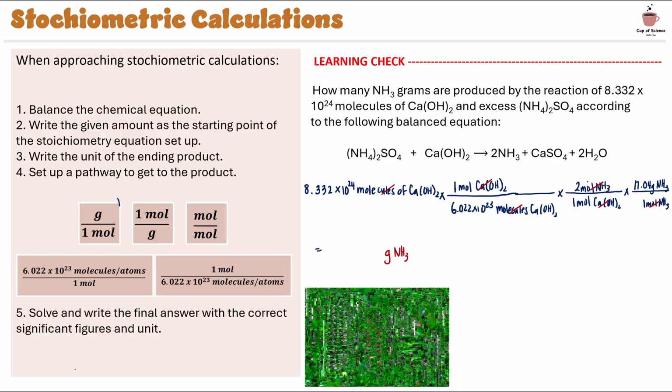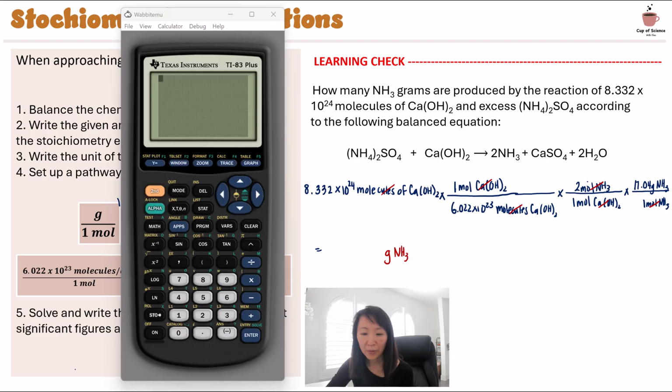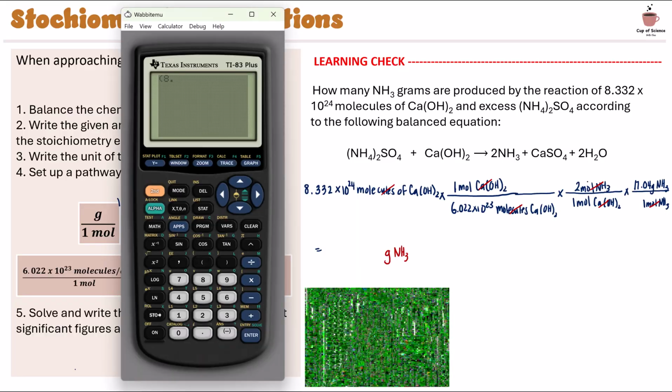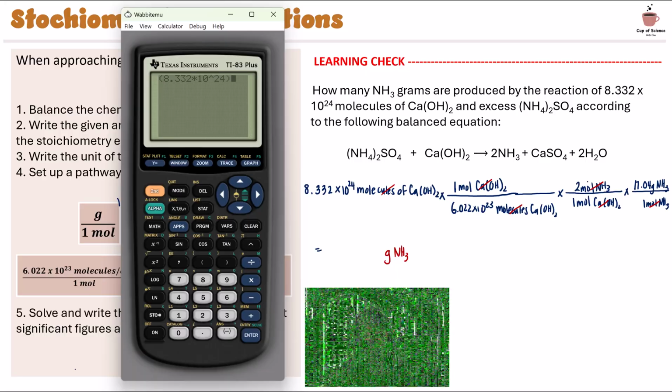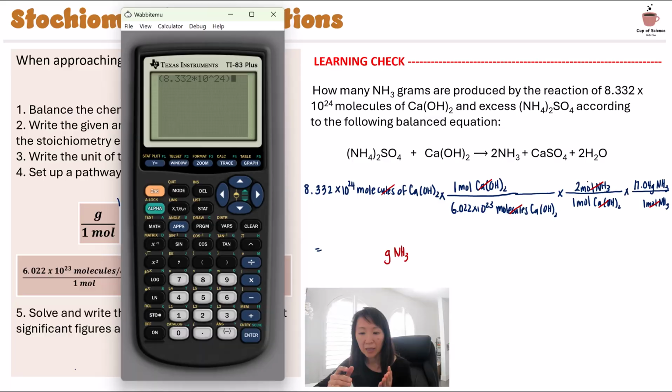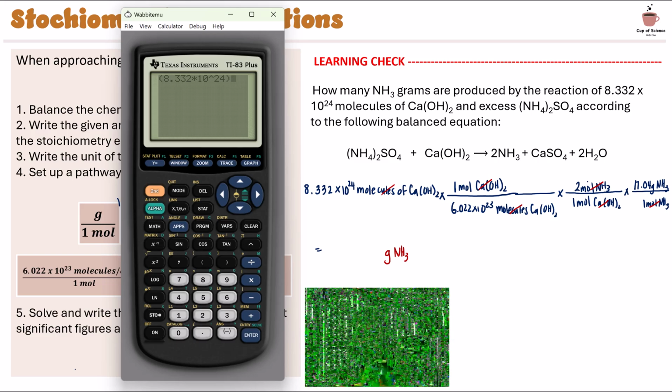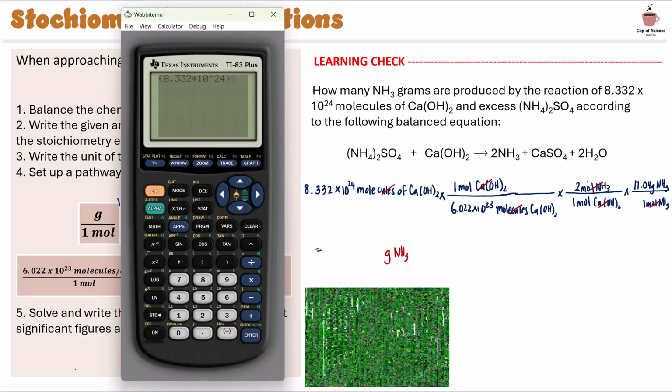Let's get into the calculator. So I'm going to go ahead and punch in the 8.332 times 10 to the 24 with the parentheses. It's a very large number. Okay, I'm going to close that parentheses now. Then you can hit enter. I recommend you doing it, or you could just let it be. If you want to let it be and continue on, you must have that parentheses present.